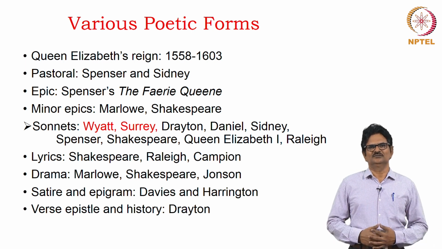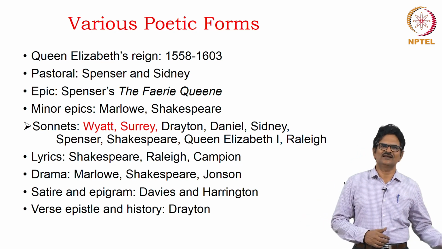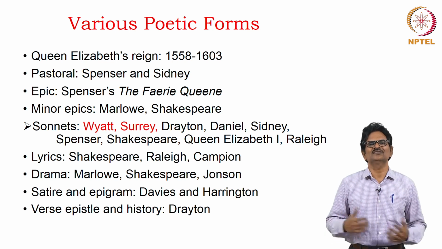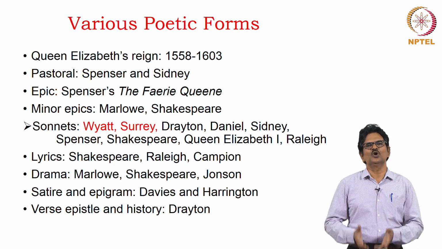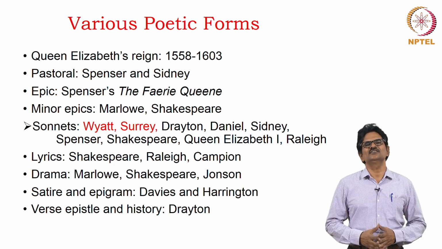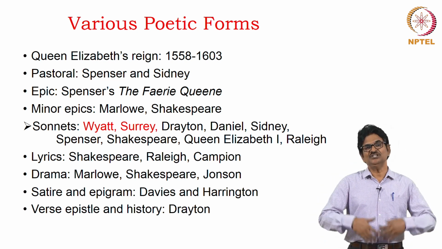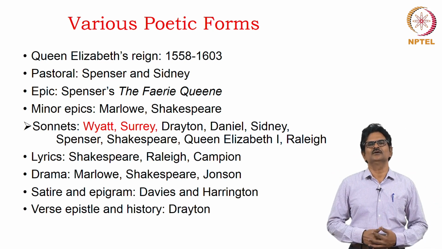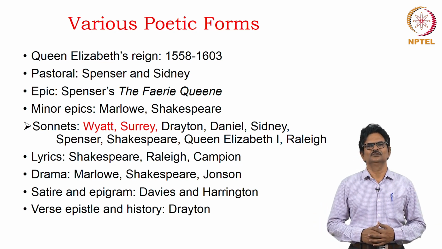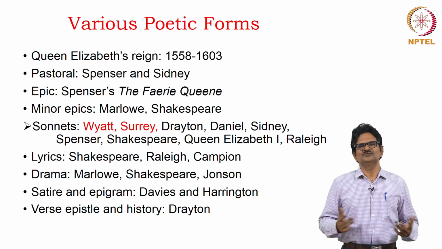Lyrics were also common, written by well-known dramatists like Shakespeare and other writers like Raleigh and a musician called Thomas Campion. Of course, it is a well-known fact, drama was the glory of this period, as seen in the writings of Christopher Marlowe, William Shakespeare and Ben Jonson. In addition to all these poetic forms, we have satire and epigram in writers like Davies and Harrington. Another aspect of this Elizabethan period is the interest in verse epistle and history, illustrated by Drayton.